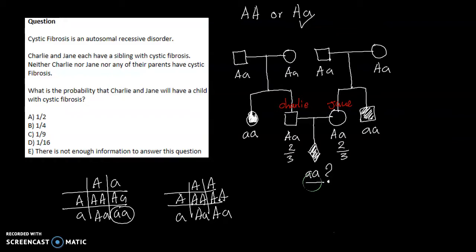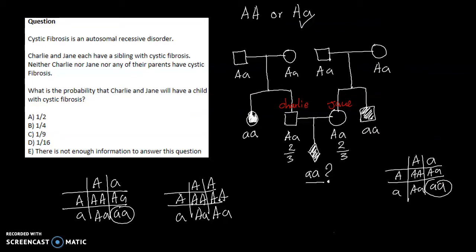Now we need to know the probability of the child having this genotype or having the disease. So the same method we figured out the genotypes of Charlie and Jane, we get the parents' genotypes and do a cross using the Punnett square. This is Charlie. This is Jane. After doing the cross, we get this. So the probability that each of the child is going to be small a, small a genotype or have cystic fibrosis is 1 in 4 chances, or 25% chance. And that is if Charlie and Jane are both carriers.